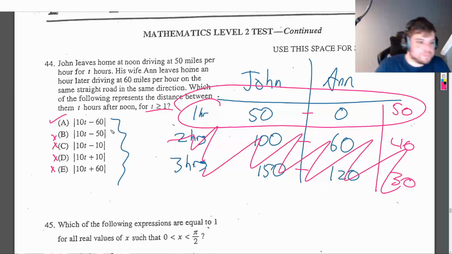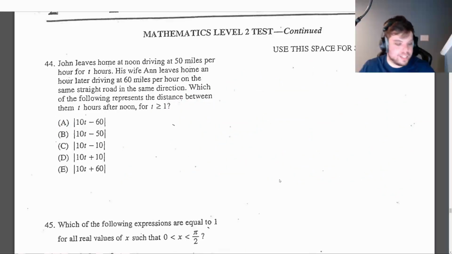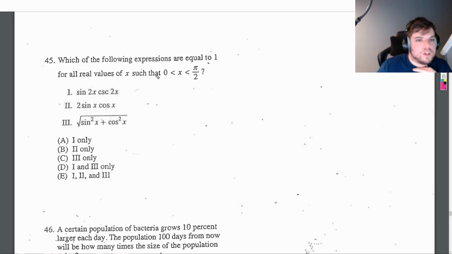Wow. The answer has to be A, just for that reason. I was overcomplicating it. Very interesting. That's definitely going to be pretty quick if you do it that way. All right. Ooh, this looks like some cool stuff. Which of the following expressions are equal to 1 for all real x between 0 and pi over 2?